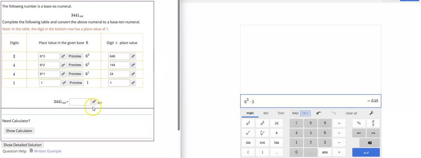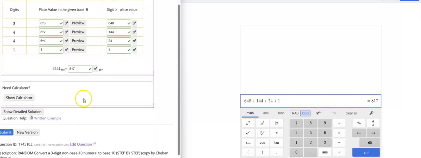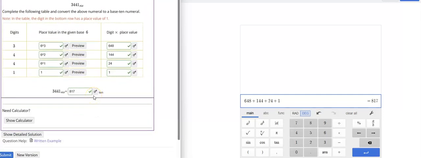Now to find the answer, you have to add all these products. So I'm adding 648 plus 144 plus 24 plus 1. You get 817. So in other words, 3441 in base 6 is the same as 817 in base 10. Okay, that's how you do it. And let's check the answer. Everything looks okay.